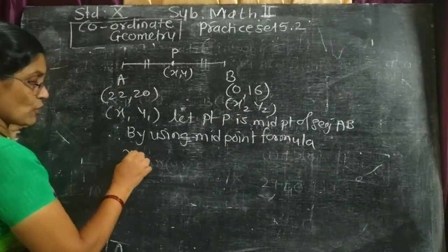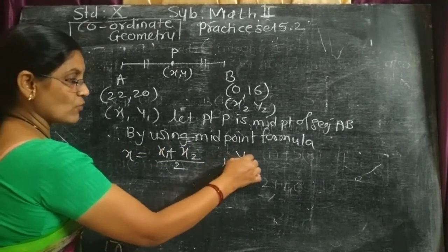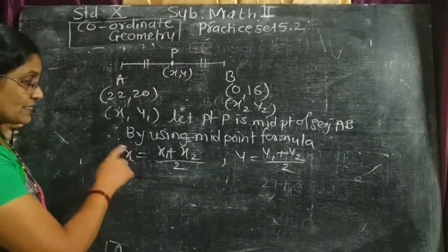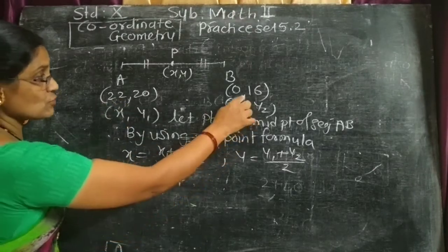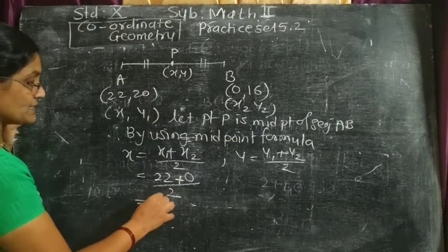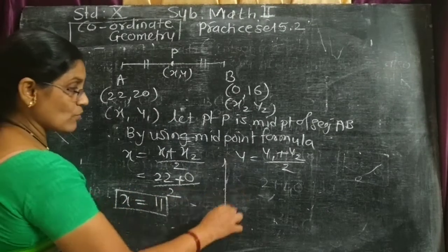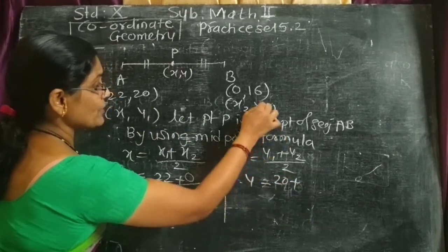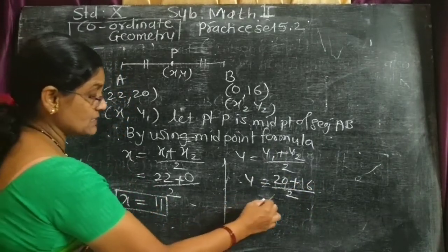we write the formula first. X is equal to (x1 + x2) upon 2, and the y coordinate y is equal to (y1 + y2) upon 2. Then put in the values. X1 as 22 plus x2 as 0 upon 2, 22 upon 2, that is 11. So the x coordinate of that point is 11. The y coordinate we solve here. Y1 is 20, y2 is 16, upon 2. 20 plus 16, that is 36.